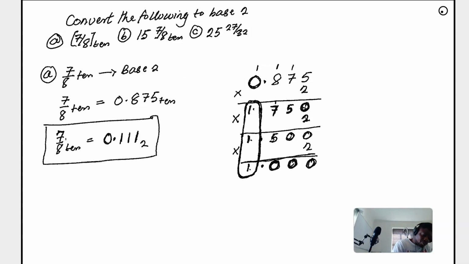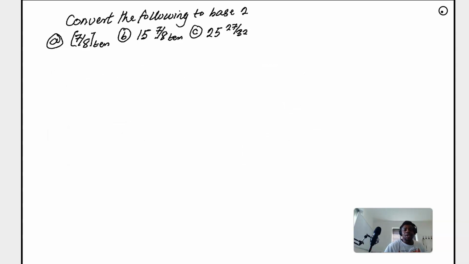If you go back to the first method that we used to solve for 7 over 8 in base 10 to base 2, you will see that we arrive at the same solution. Don't worry about that. I will take the one for 27 over 32 so you understand. Let's dive right into it now. Now, let's take the one with 27 over 32, okay? I don't have to solve this one here because 7 over 8 is the same thing as this one that we just did. So let me do this one, okay?